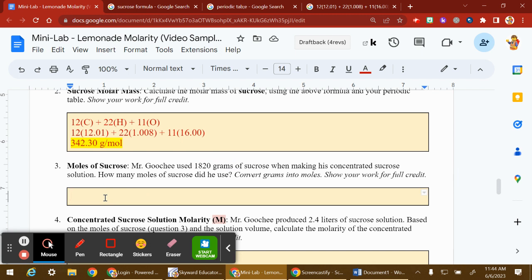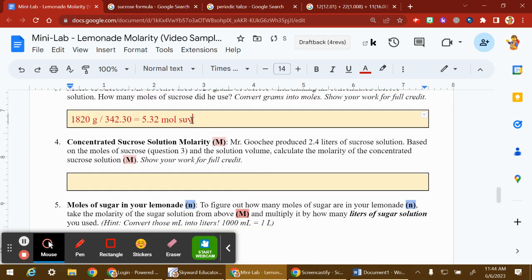To do that, we take 1,820 grams and we divide it by the molar mass, 342.30. And we get 5.32 moles of sugar solution. So moles of sugar.